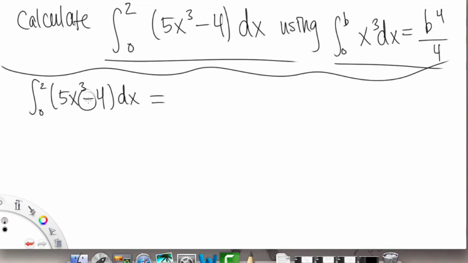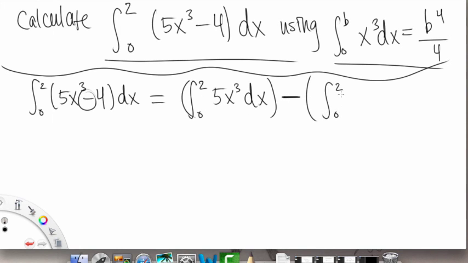So what we can do is basically just break out the integral with that subtraction sign. So we have the integral from 0 to 2 of 5x to the third dx, and then we can have that subtraction sign in the middle, splitting them up, and then the integral from 0 to 2 of 4 dx. Okay, so now what we can see is that we have a constant here, right?